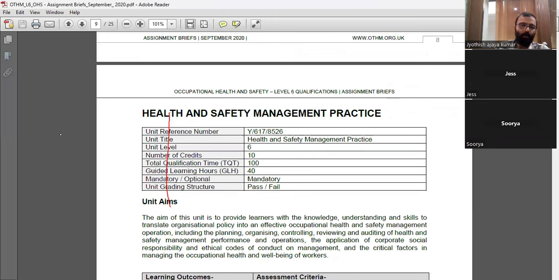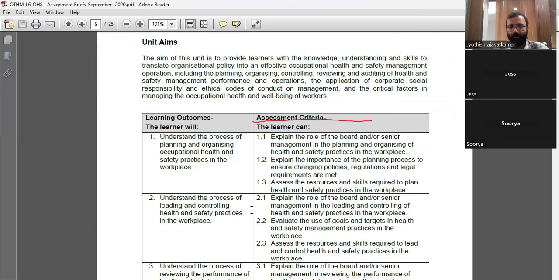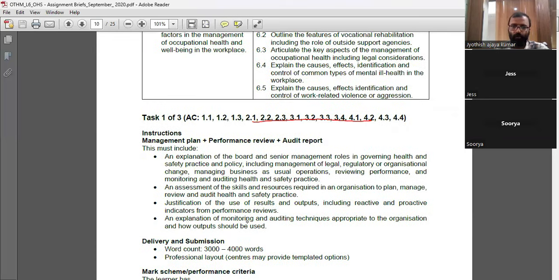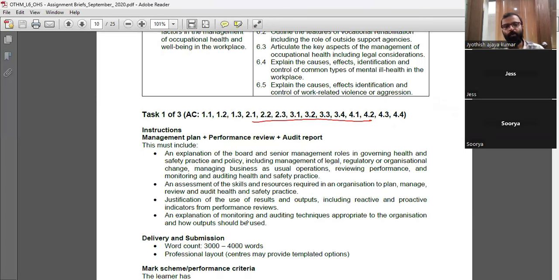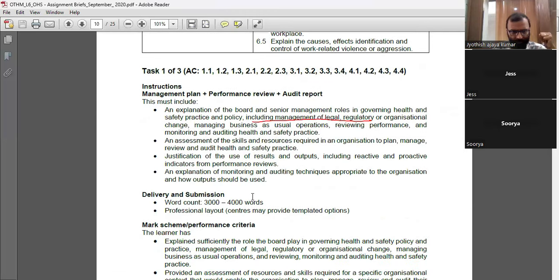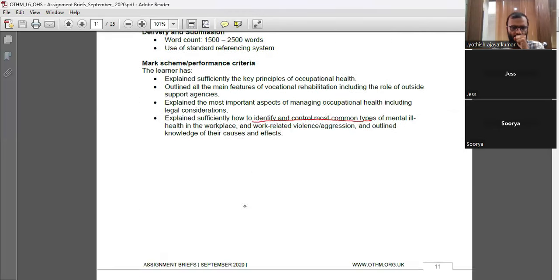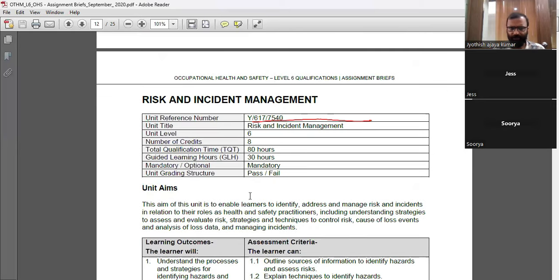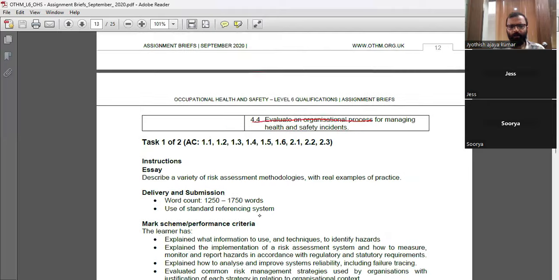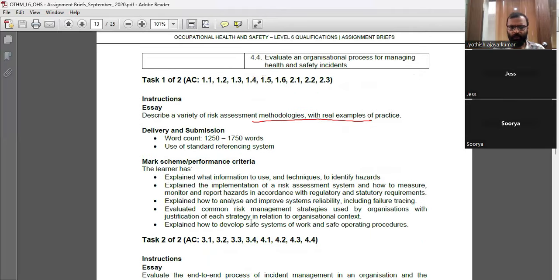And when you go into the next unit, it is health and safety management practice. There also you have the learning outcome and assessment criteria, and there also you have tasks. In unit 2, you have 3 tasks to complete. Unit 1, you have 2 tasks. Unit 2, you have 3 tasks. Now moving on to risk and incident management, which is your unit 3. There also the same format. Here you have 2 tasks to complete, word count, and all those things.